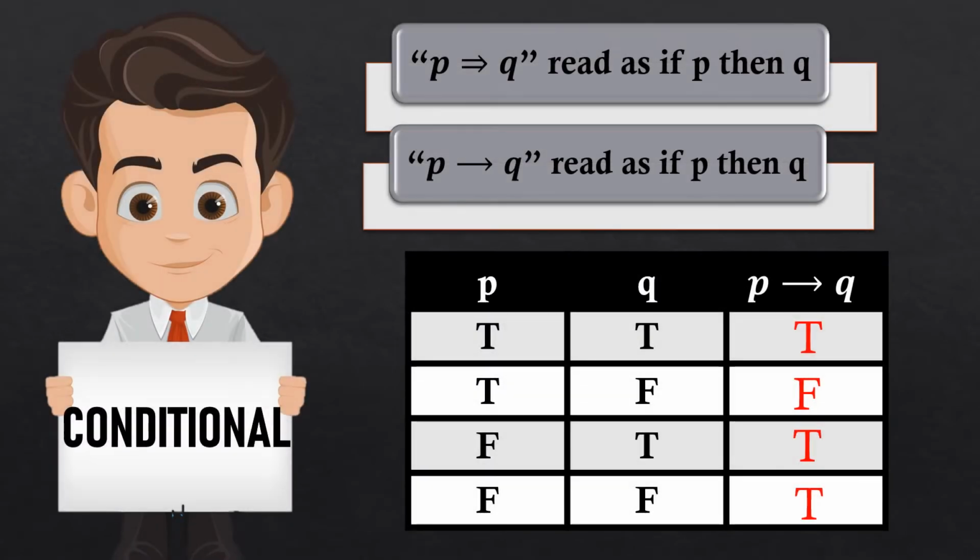So for conditional statements, if your truth values are T implies T, false implies true, or F implies F, the answer will be true. It will only be false if the truth values are T implies F.